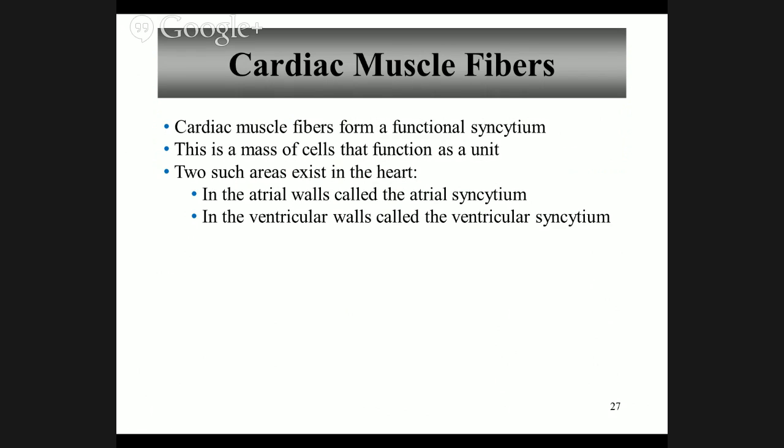Cardiac muscle fibers form a functional syncytium. This is a mass of cells that function as a unit. Two such areas exist in the heart. In the atrial walls, it's called the atrial syncytium. In ventricular walls, it's called the ventricular syncytium.